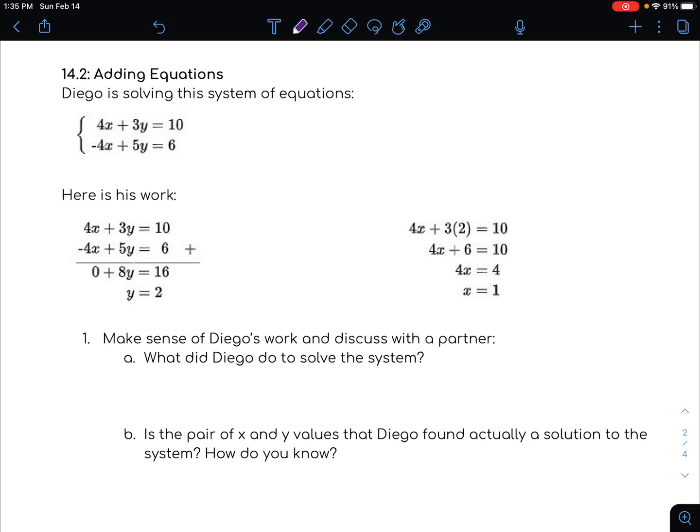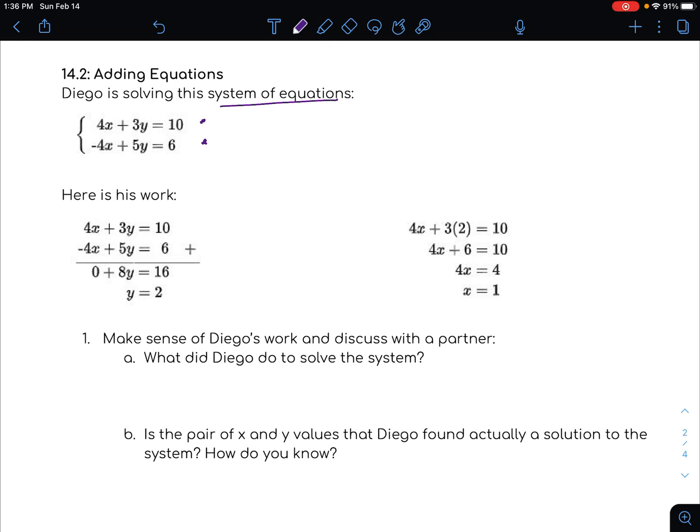So let's look at adding equations. Diego is solving this system of equations. Remember, a system is more than one equation, and he's adding these two equations together, here. And let's see what happens. So we've got some work that is done there.